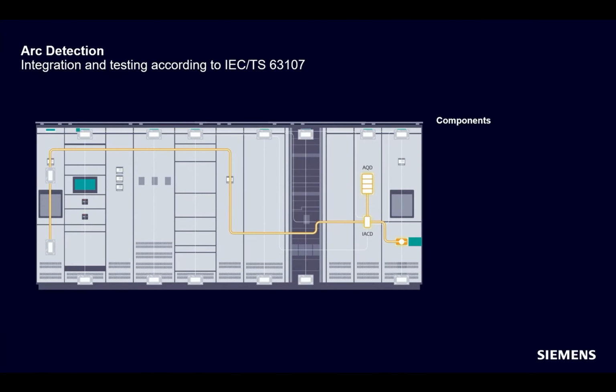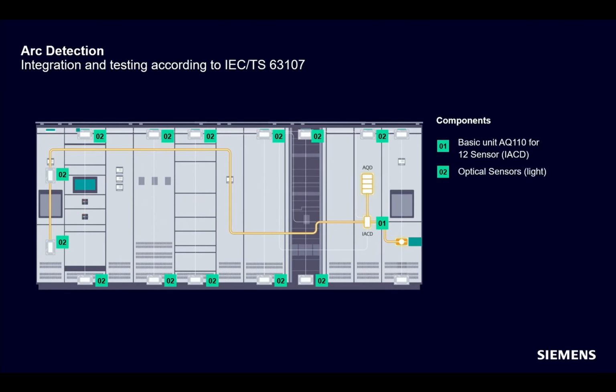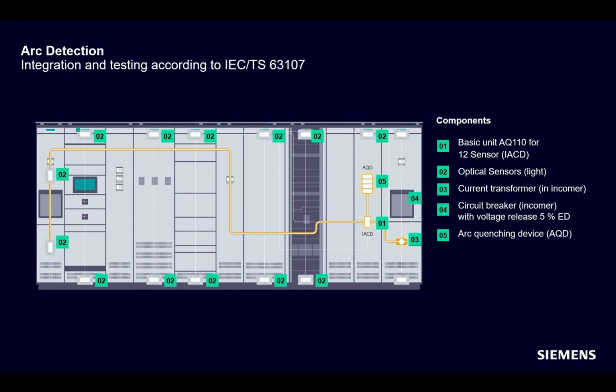Such a system usually consists of a detection relay, light sensors, current transformers, a circuit breaker, and an optional quenching device. More on that in a moment. The light sensors are installed in different areas of the switchboard and monitor for the occurrence of light emission from an arc fault. If a light event is detected, a signal is sent to the detection relay. This sends a trip signal to the circuit breaker of the incoming feeder. It opens and the arc extinguishes.